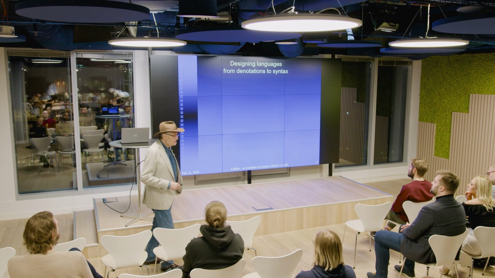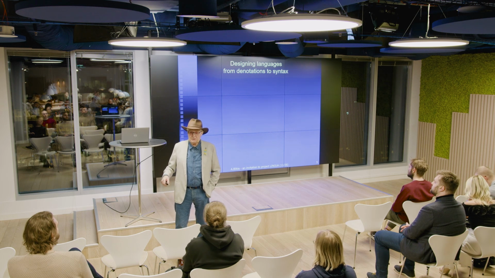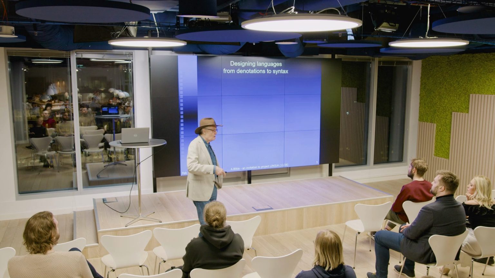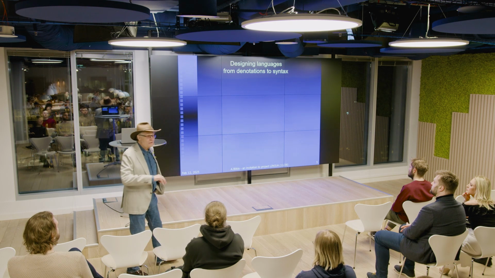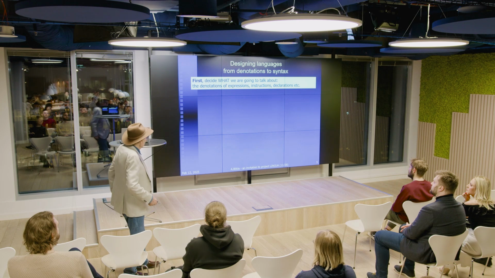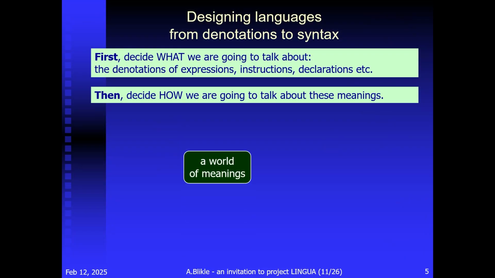And we construct such a language starting from denotations, from the meaning. So we first decide what we are going to talk about, and only later how we are going to talk about it, once we already know the world of meanings. So, when designing a programming language, and our language Lingua has been designed in this way, we first describe a world of meanings. They are traditionally called denotations, and practically all denotations are functions that are mapping memory states into memory states. They're transforming memory states, okay?